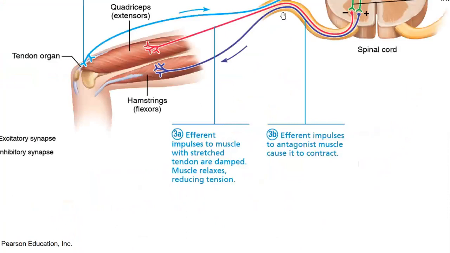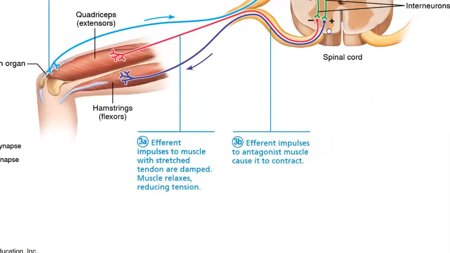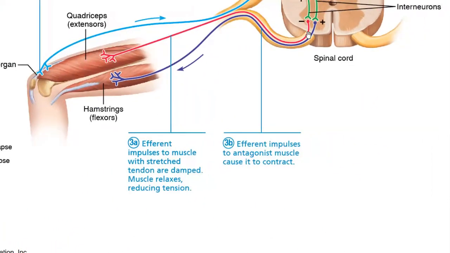Efferent. Now we're coming back. Now we're coming in from the CNS, CNS being brain and spinal cord. So now efferent coming backwards. So efferent impulses to the muscle with stretched tendon and it's dampened. So the muscle relaxes, reducing the tension. We can't keep it tensed all the time.